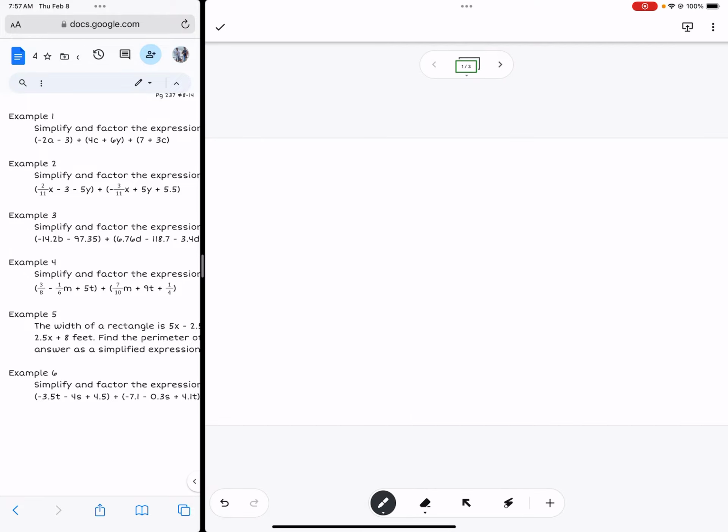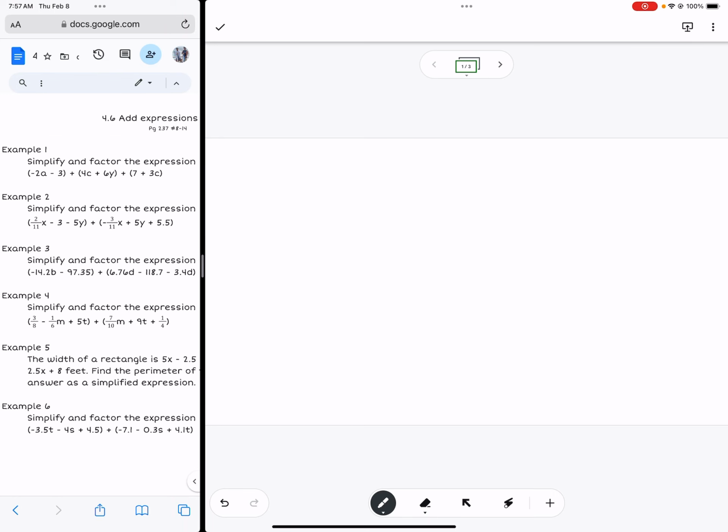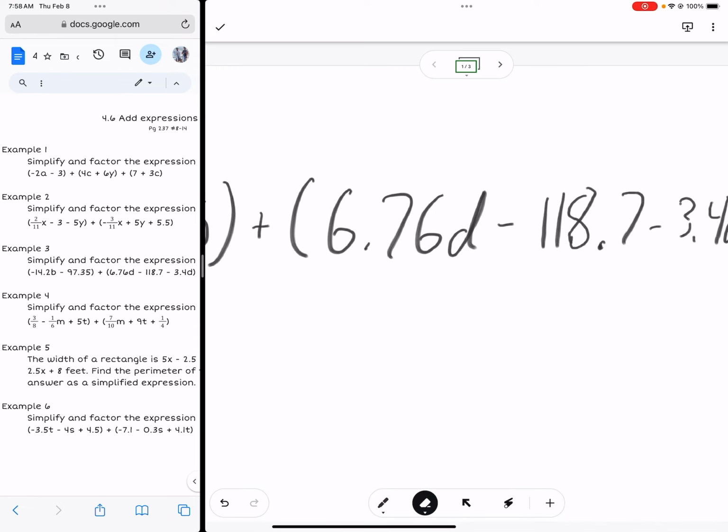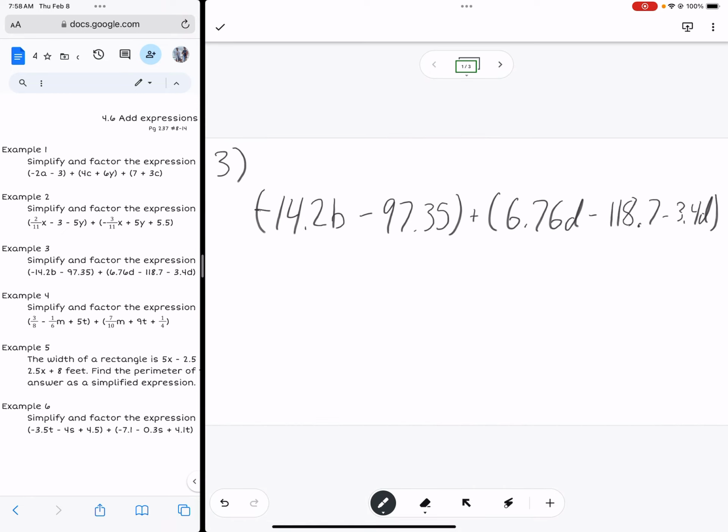So let's do example 3, where now we're just given an expression with all decimals. So example 3, we have negative 14.2b, 97.35, D minus 11, 7 minus 3.4D. All right, so we have this problem here. Again, same steps, even though they're decimals.